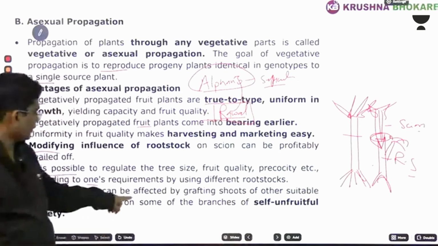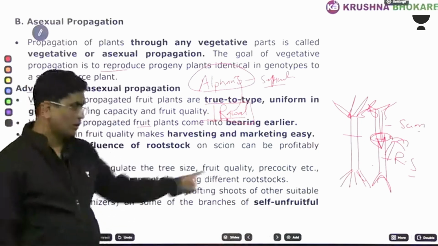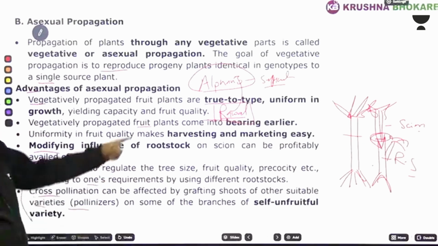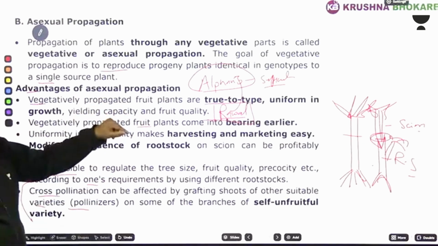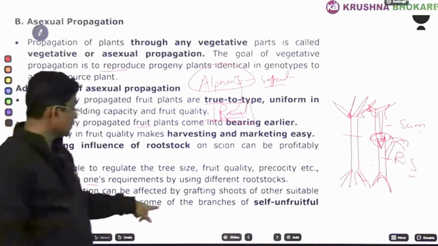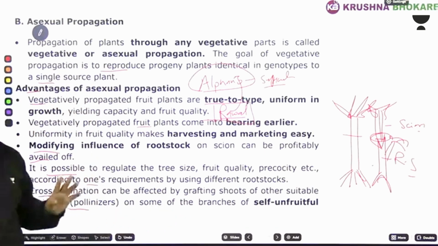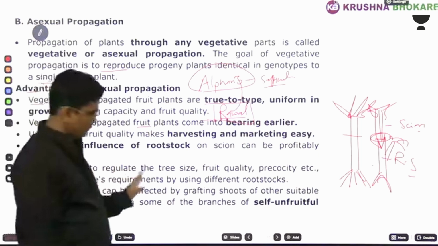Cross pollination can be effected by grafting a shoot of another suitable variety, a pollinizer, on some branches of the self-unfruitful variety like Alfonso. In this case, the pollinizer is the rival local variety. ठीक है?